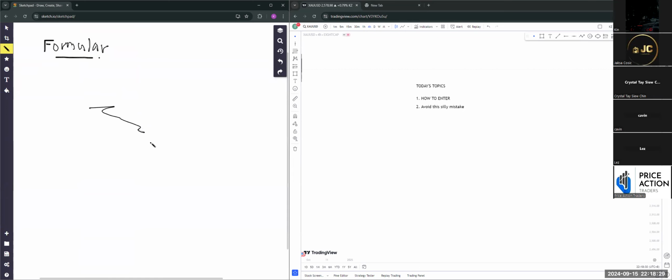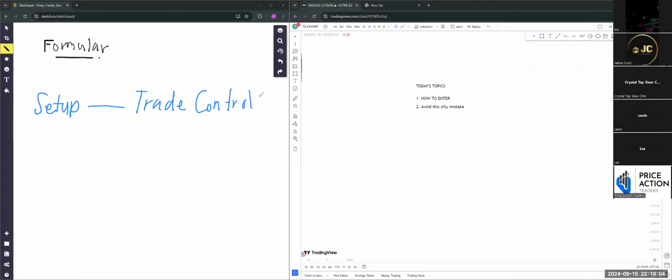All right, guys. So, the formula. In this formula, we have three elements that we need to use. We can use this to annotate. Number one, we have what we call our setup. Number two, we have trade control. Number three, we have confirmation entry.